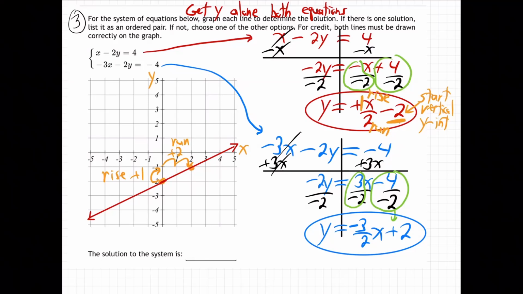And now the blue one. For the blue one, we're going to start at the number out there. We start there. That's the vertical y-intercept, up to right there. And then we have rise over run, don't we? So that'll go down 3, down 1, 2, 3.